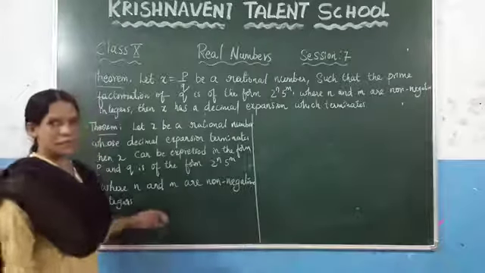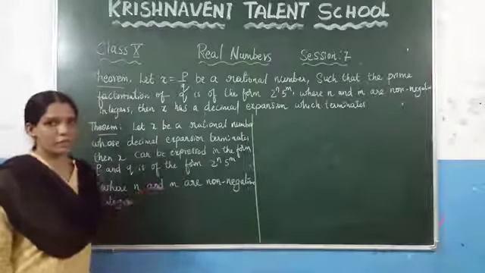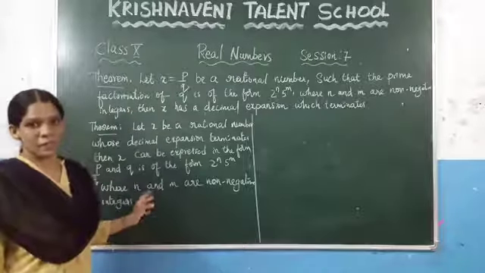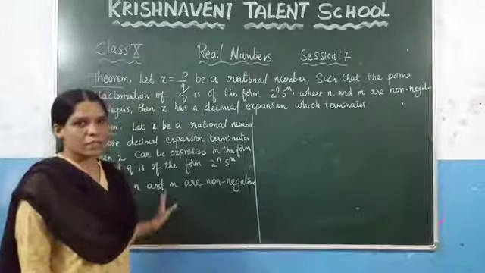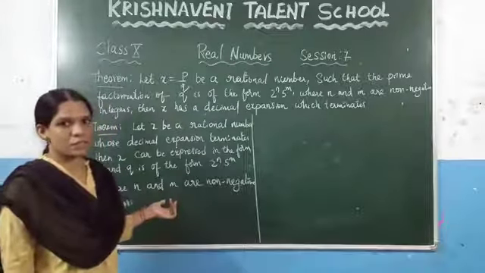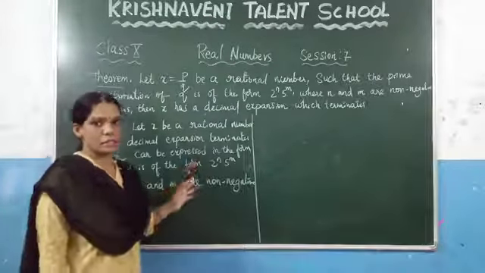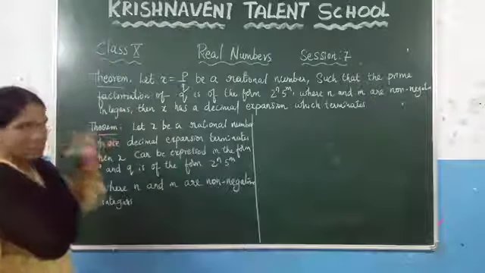In the earlier class, we discussed the fundamental theorem of arithmetic and the problems regarding that, and how to find the LCM and the HCF of the given numbers, and how to find the last digit. We already discussed all these. Now, let us see the next concept here.